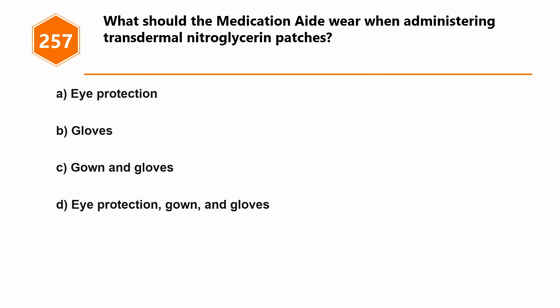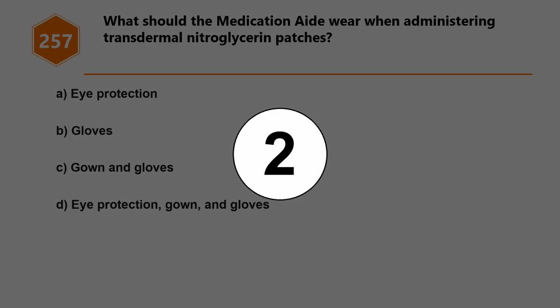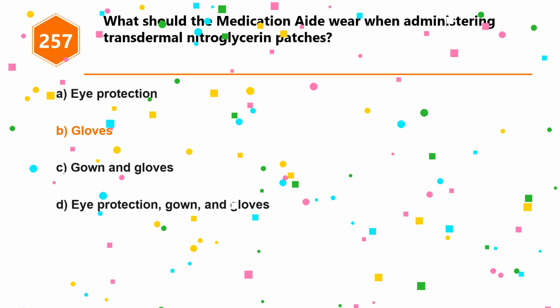Question 257. What should the medication aide wear when administering transdermal nitroglycerin patches? Option A, eye protection. Option B, gloves. Option C, gown and gloves. Option D, eye protection, gown, and gloves. The correct answer is option B, gloves.